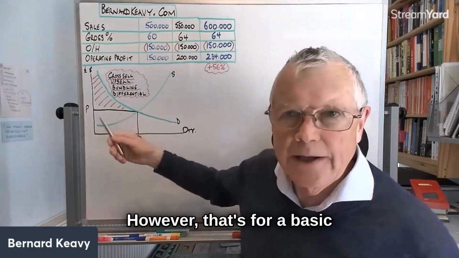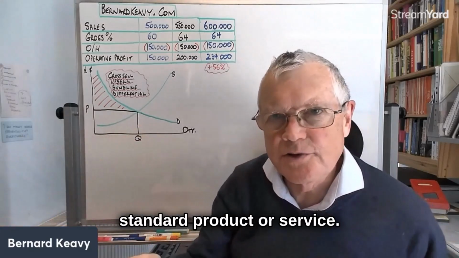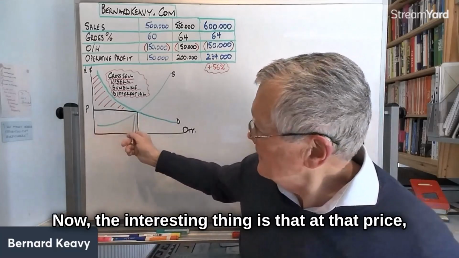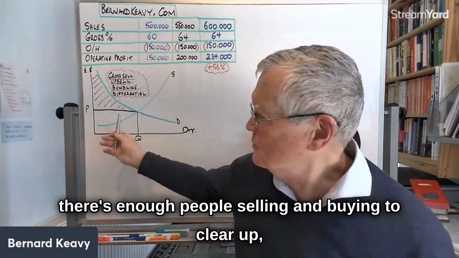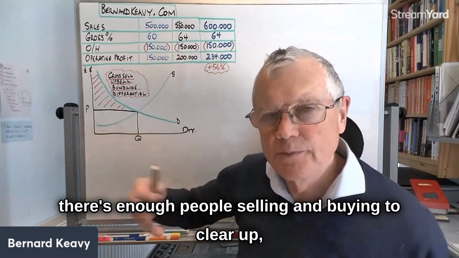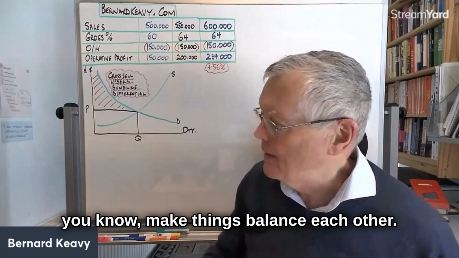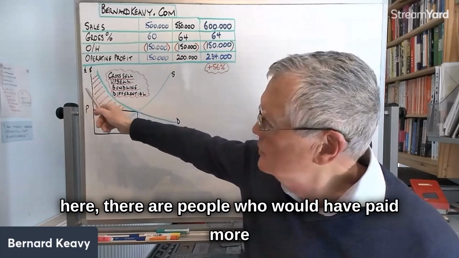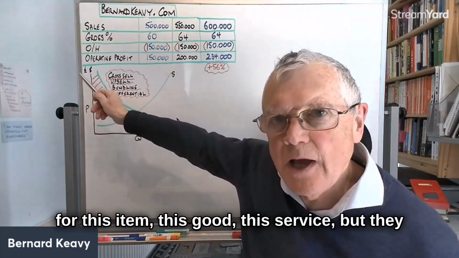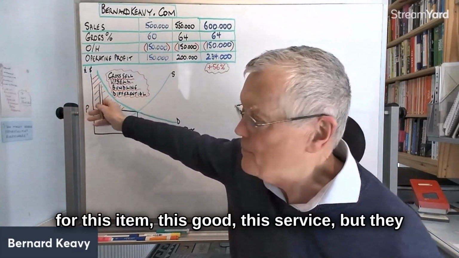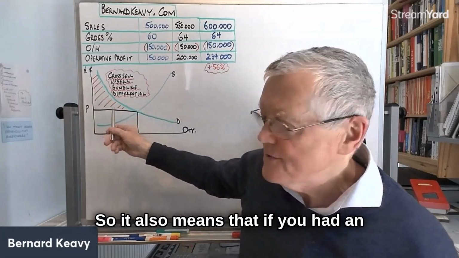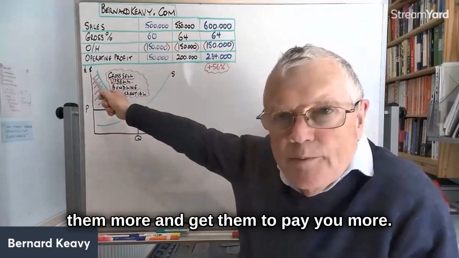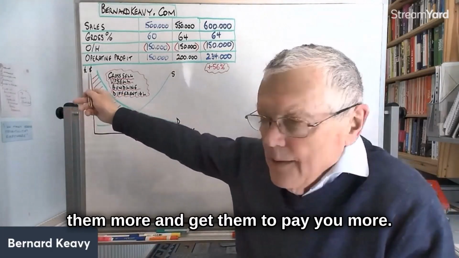However, that's for a basic standard product or service, but you can differentiate what you do. The interesting thing is that at that price, there are enough people selling and buying to balance each other. But what it ignores is the fact that up here, there are people who would have paid more for this good, this service, but they haven't had to because that's the price. So if you had an offering that appeals to them, you could actually charge them more and get them to pay you more.